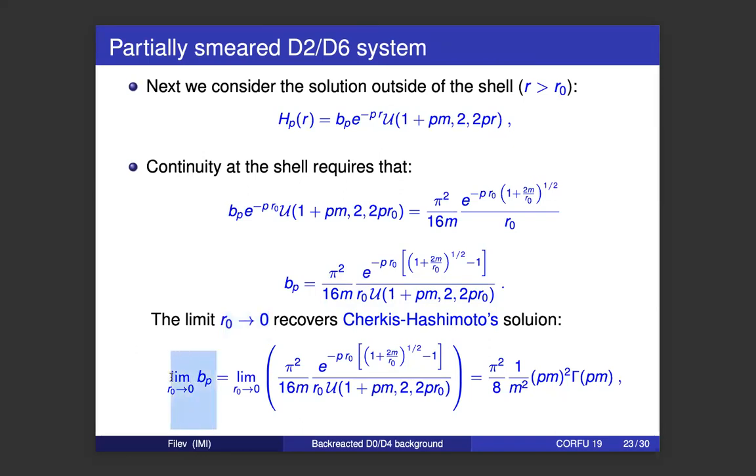I take the limit, and notice I didn't use the luxury. Of course, it is present here, because when I take this limit, I kind of feel the interior of the Taub-NUT geometry, but I didn't explicitly use the property of the Taub-NUT geometry in the limit. So just by putting the shell wherever I want and imposing continuity at the shell, when I shrink the shell, we recover the Cherkis-Hashimoto solution.